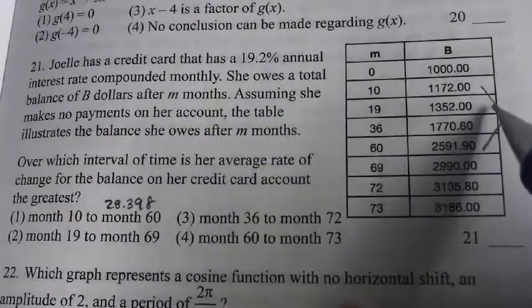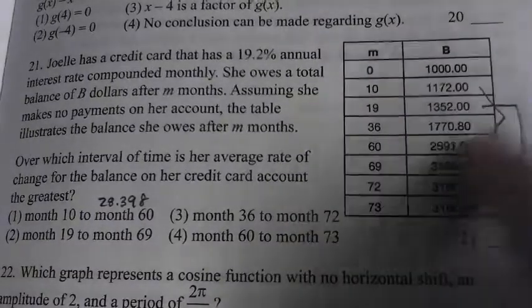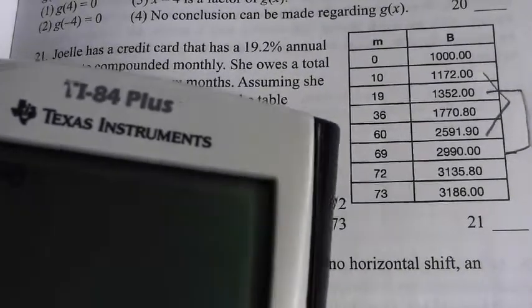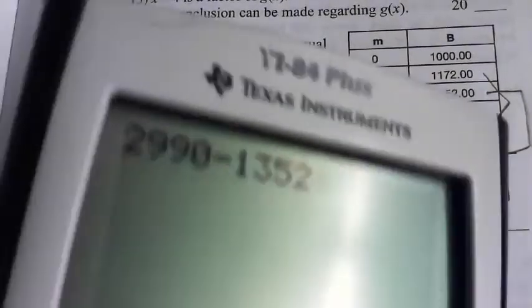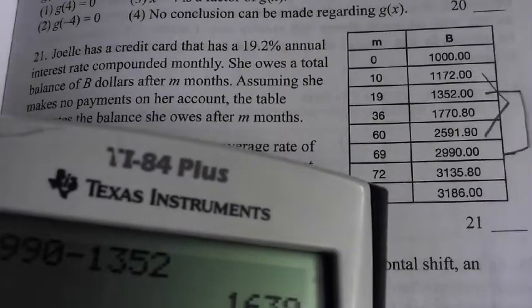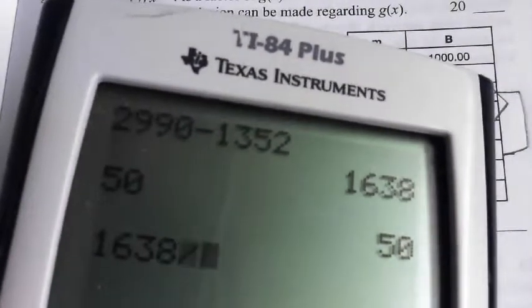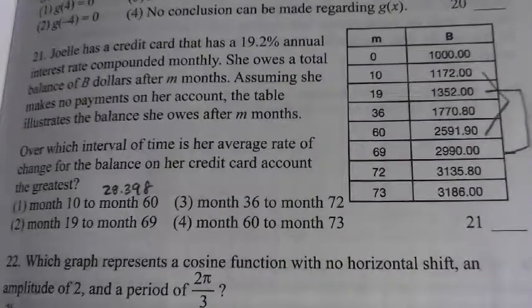From month 19 to month 69, we have y2 minus y1, 2990 minus 1352 gives us my change in y's. From month 19 to month 69, that's another 50 months. 1638 divided by 50, 32.76.